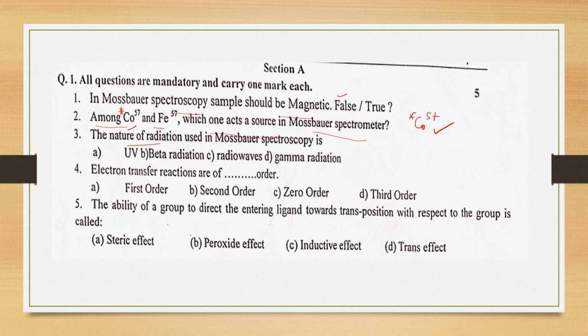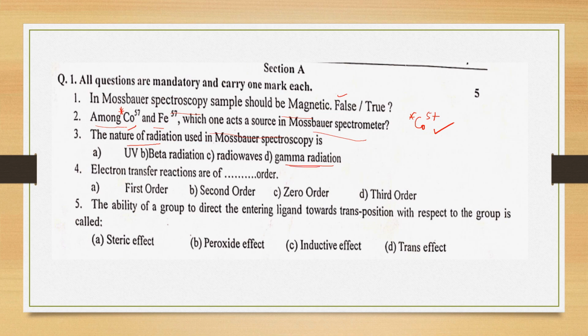The nature of radiation used in MOSFET spectroscopy is. When we were discussing MOSFET spectroscopy, I told you that gamma radiations are used. Where do gamma radiations come from? Gamma radiations are released from the electron capturing method or process. In the electron capturing process, gamma rays are released. Okay, so this is the answer.